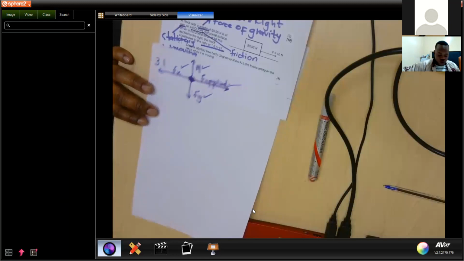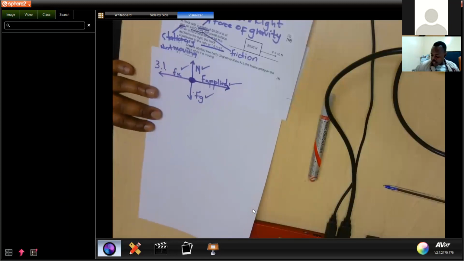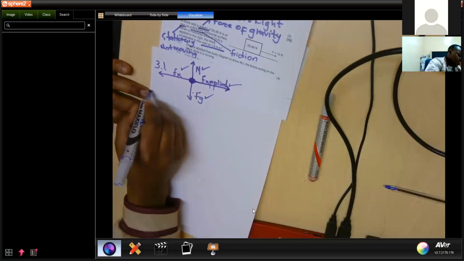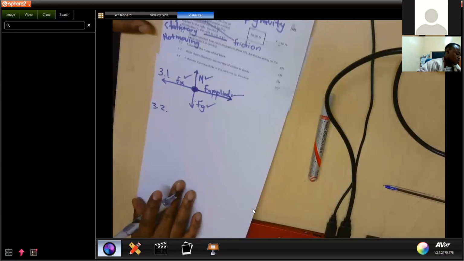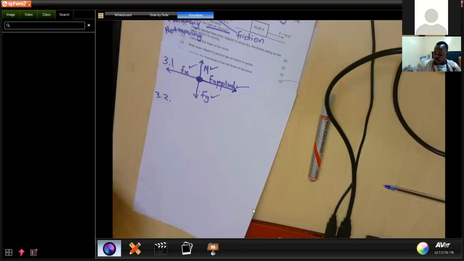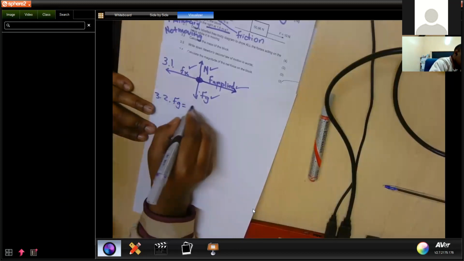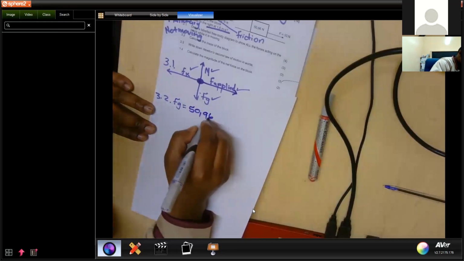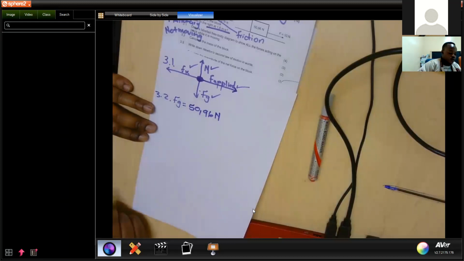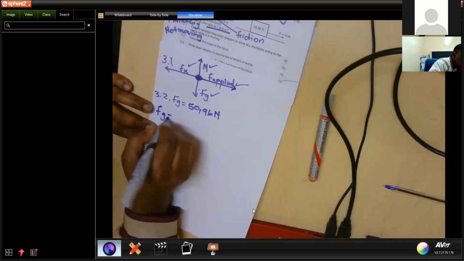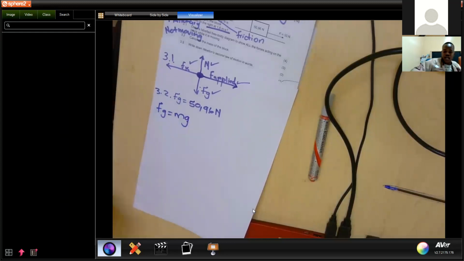Right, let us then move to 3.2. Now, if we go to 3.2, then you will realize that they are now asking me to calculate the mass of the block. Now, how would I calculate the mass of the block? Now, it's really not difficult at all to calculate the mass of the block. What I definitely need to do there is to say, oh, I've been given the value for Fg, and they told me that Fg is 50.96 newtons. Now, from this formula, I know that the force of gravity is equal to mg.